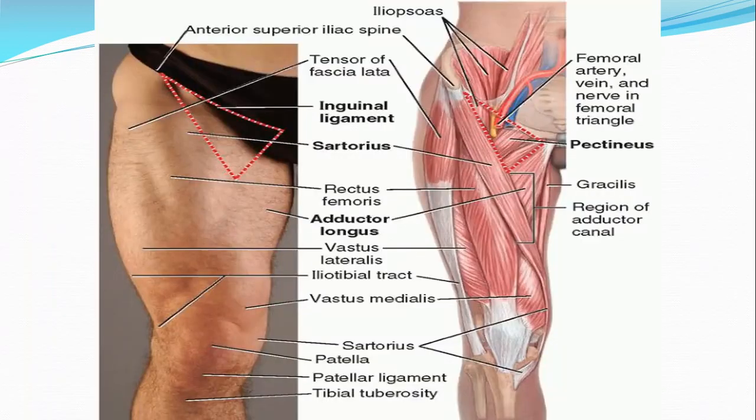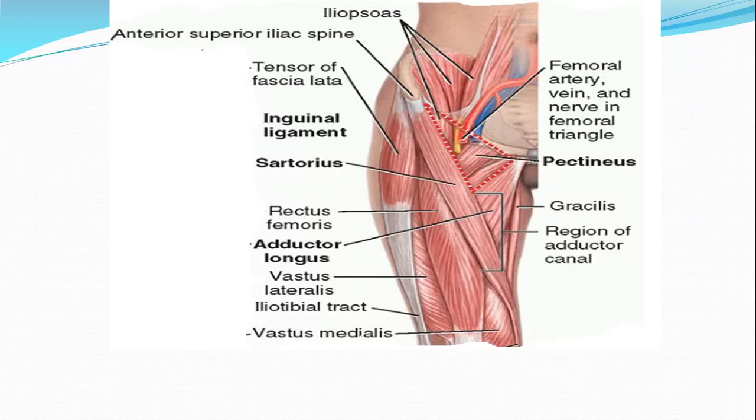Again, I go back to the previous slide. If I go previous to it, we are seeing here the iliopsoas laterally placed, then the pectineus, then the adductor longus muscle. So the floor is formed by the pectineus, lateral to it is the iliopsoas, medial to it is the adductor longus. This is the formation of the floor.